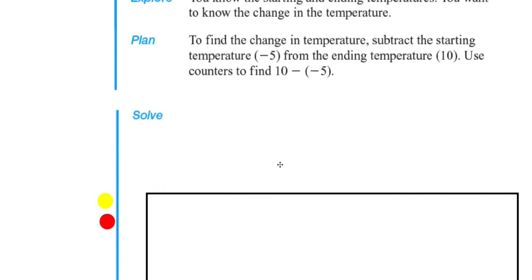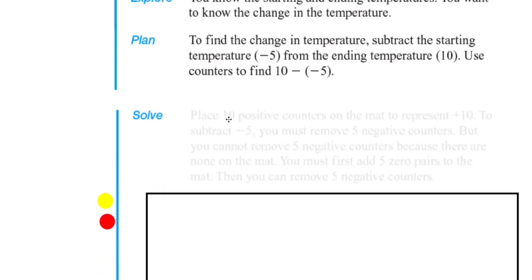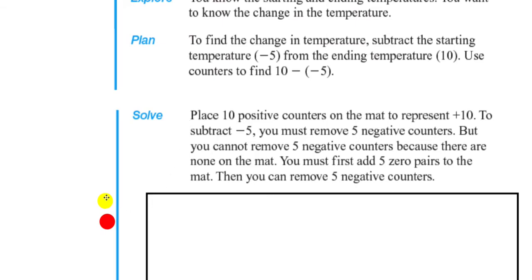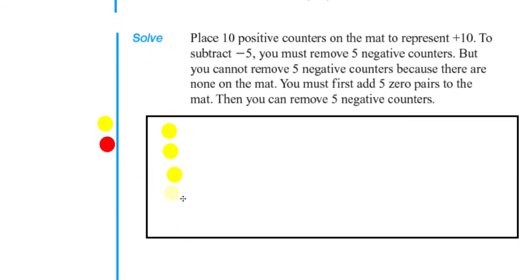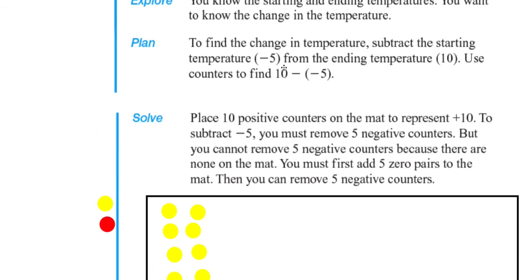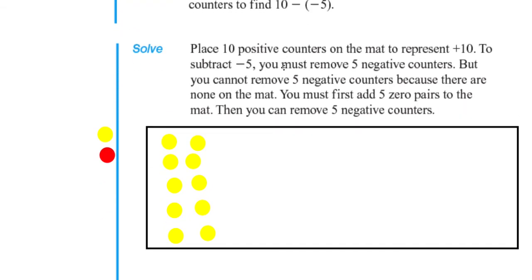So we start off with 10 positive counters. So 1, 2, 3, 4, 5, 6, 7, 8, 9, 10. So we start off with 10 positive counters, representing positive 10. To subtract negative 5, you must remove 5 negative counters.